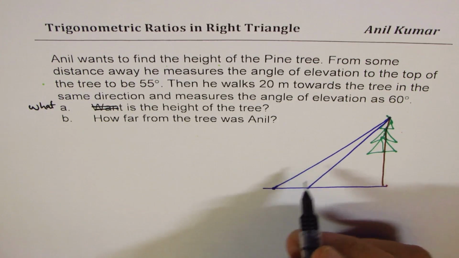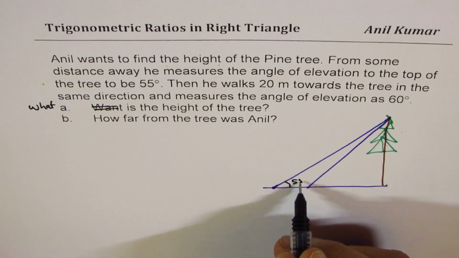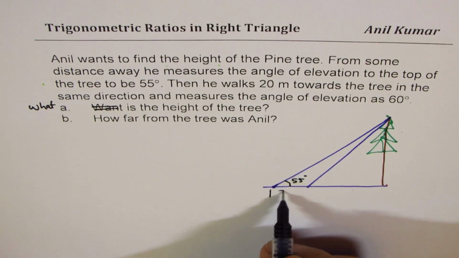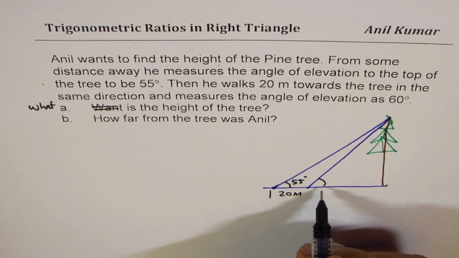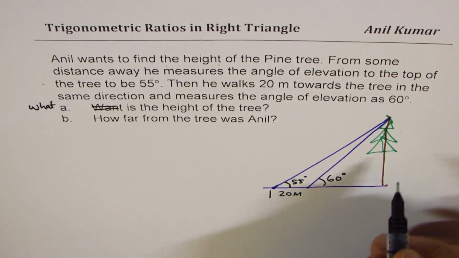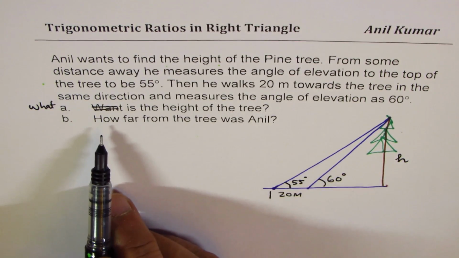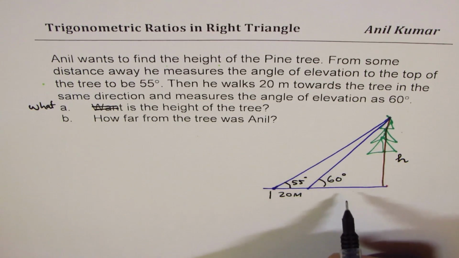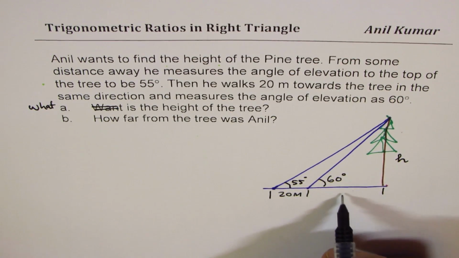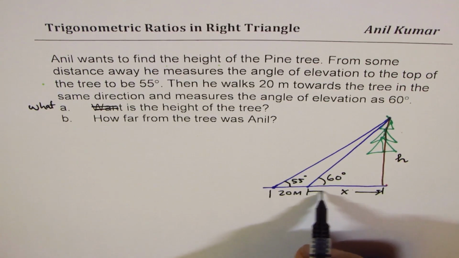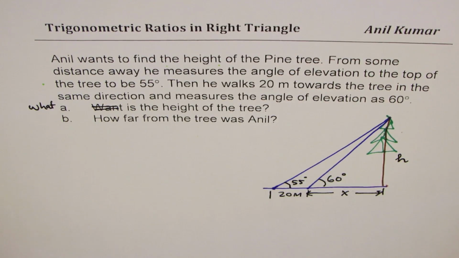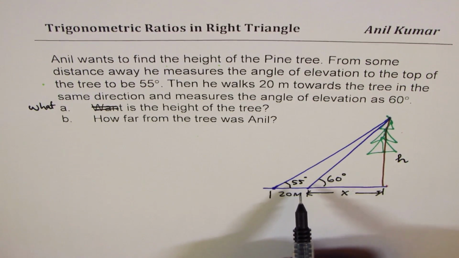So what we are given here is that initially it was 55 degrees. When you walk about 20 meters, then the elevation increased to 60 degrees. We need to find the height of this particular tree. That is part A. And part B is how far from the tree is Anil. That means we have to now find this distance x also, right? We know that he covered 20 meters. So that is the situation. I hope with all the knowledge you got so far, you should be in a position to find this solution. Let's see how to do it.